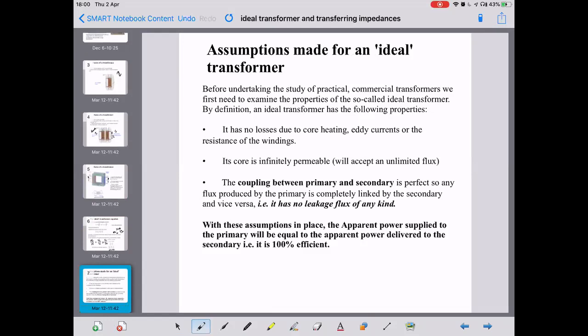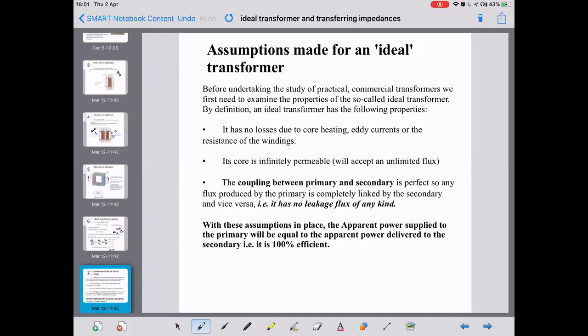Okay, so this ideal transformer equation, what assumptions are we making for that transformer equation to be true? We should just about get this page done before our first meeting time runs out. Before undertaking the study of practical commercial transformers, we need to first examine the properties of the so-called ideal transformer. By definition, an ideal transformer has the following properties. It has no losses due to core heating, eddy currents, or the resistance of the windings. So they assume that the core doesn't heat up. We assume that no eddy currents flow in the core and that the windings have no resistance whatsoever.